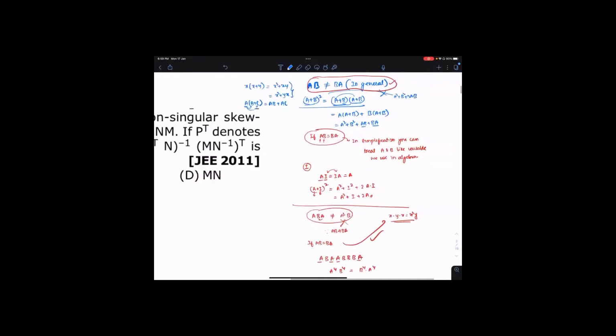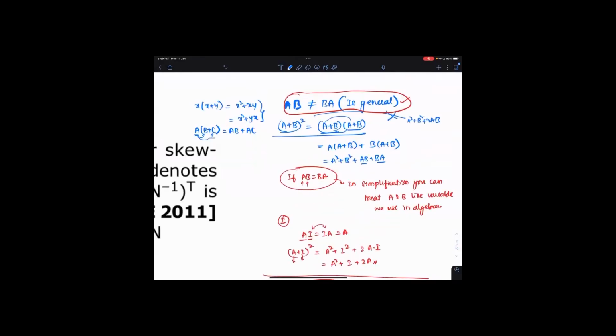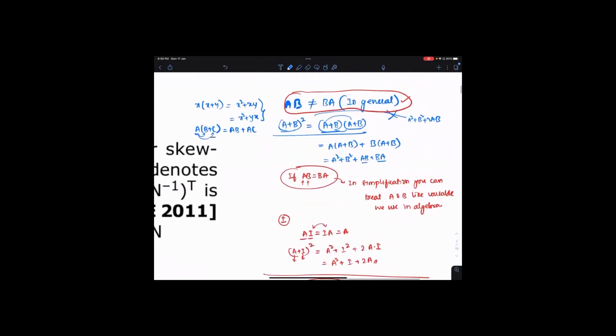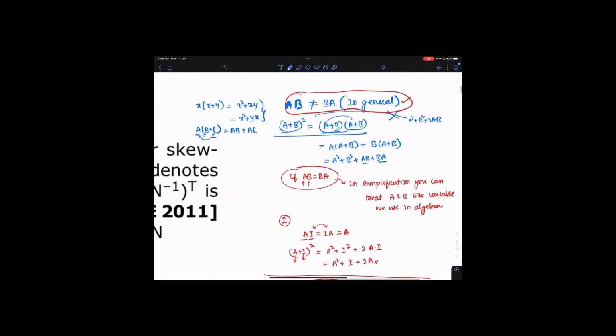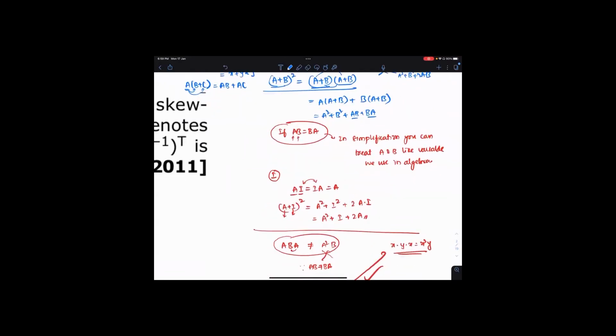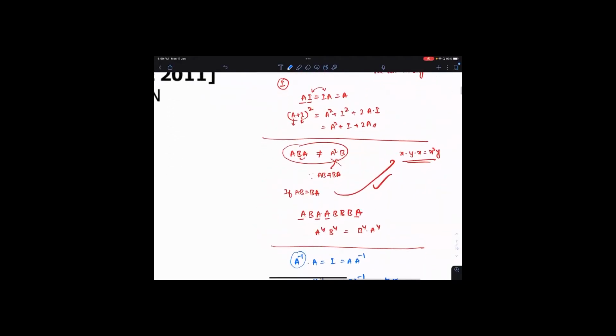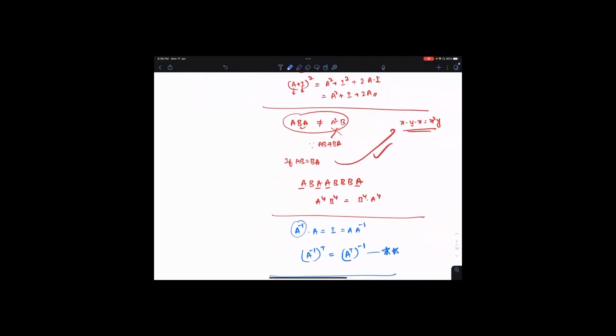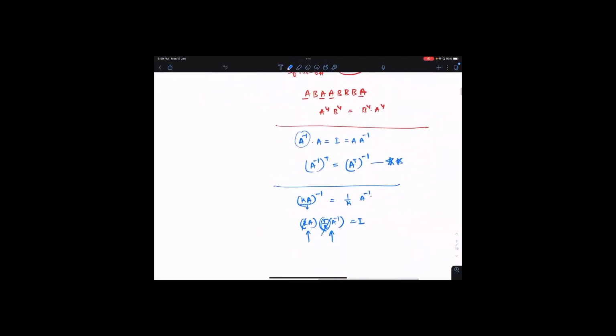I will just brief it in 1 minute. In general, AB is not equal to BA. That's why we can't do polynomial expansion in matrices. But if AB equals BA, you can treat the matrices like variables, and you can do everything that you do in polynomial algebra, whatever simplifications you are doing. You can change the order. You can club them. All those things. And second point, A inverse whole transpose is A transpose whole inverse. And the inverse of K times a matrix is 1 by K times the matrix inverse.